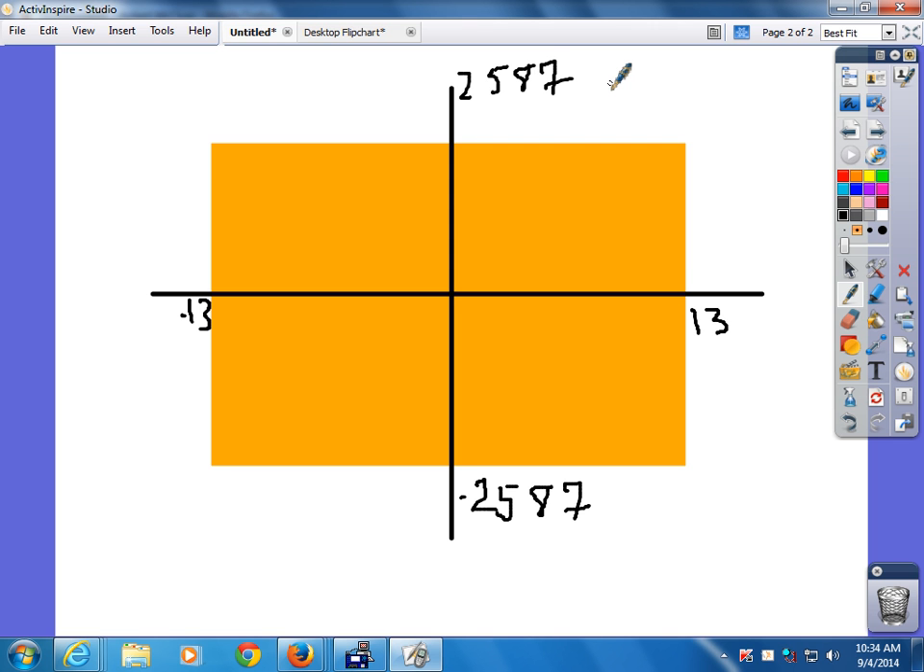Now, to set your windows in your calculator, you can set it negative 3,000 to positive 3,000 for y, just so you can see the whole graph. But your graph is just going to go to this number. All right? And you can set your x to negative 15, positive 15, so you can see everything.